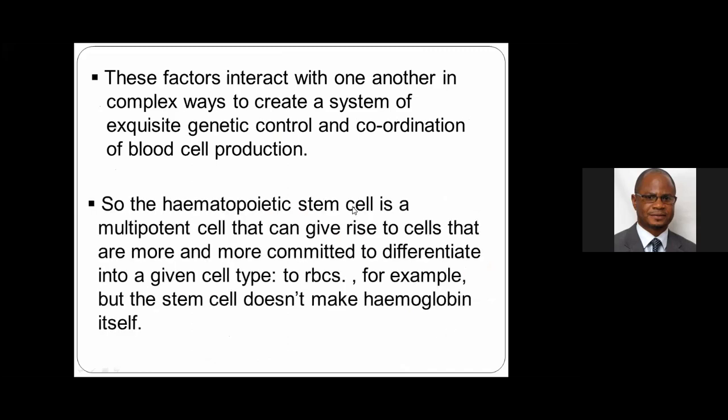So the hematopoietic stem cell is a multipotent cell, that is, it has multipotential to become any of the blood cell lines. So they can give rise to the cells that are more and more committed to differentiate into a given cell type. So they have potential to become red blood cells, for example, but the stem cell doesn't make hemoglobin itself. That is why you need it to become red cell, because it's hemoglobin that we need in the body, not the stem cell.